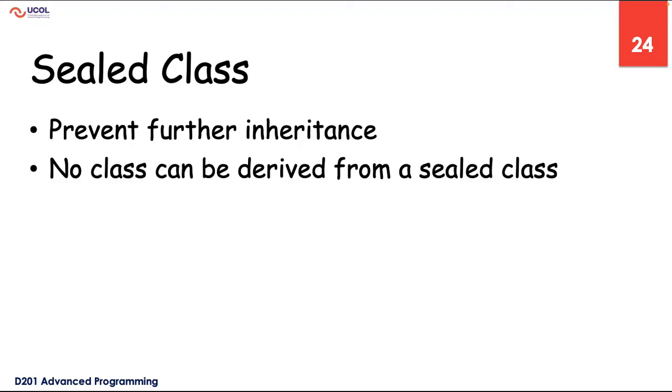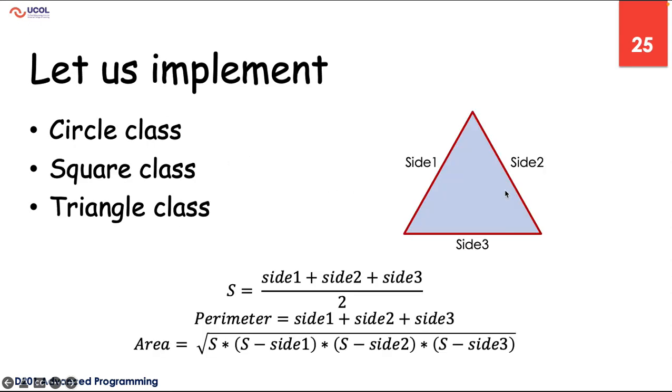Okay. So this prevents further inheritance, and no class can be derived from the sealed class. So this is another thing that we need to implement. We have a circle, we have a square, we have a triangle. These are the three classes. Of course, you need to implement them in our lab session. You need to implement the shape class, the shape 2D class. Then we also have the classes that we have implemented here, square and rectangle. You also need to have a circle class, and you know that the area of a circle is pi r squared, and the perimeter, which is the circumference of the circle, is 2 pi r.